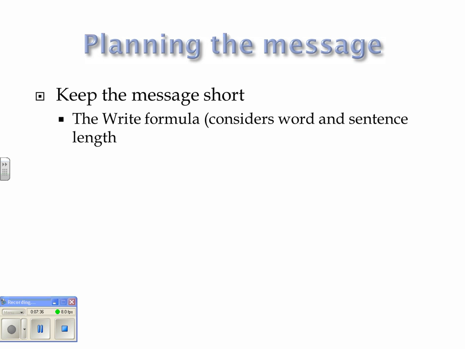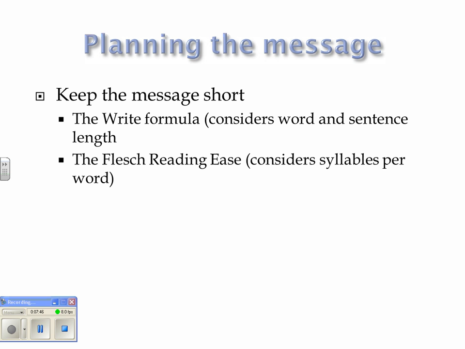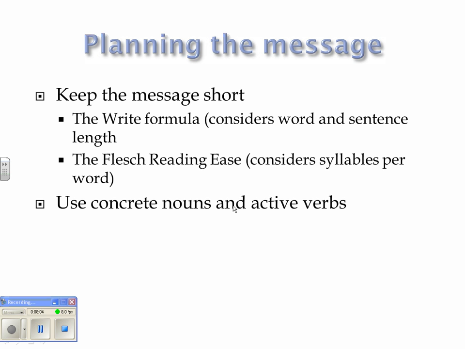Now, there's something called the Wright formula, which considers word length and sentence length to determine how difficult something is to read. The Flesch Reading Ease considers syllables per word. Now, if you've had to read, let's say, some scientific papers, I would say more than likely you would agree that those papers had a high difficulty on this Flesch reading scale.